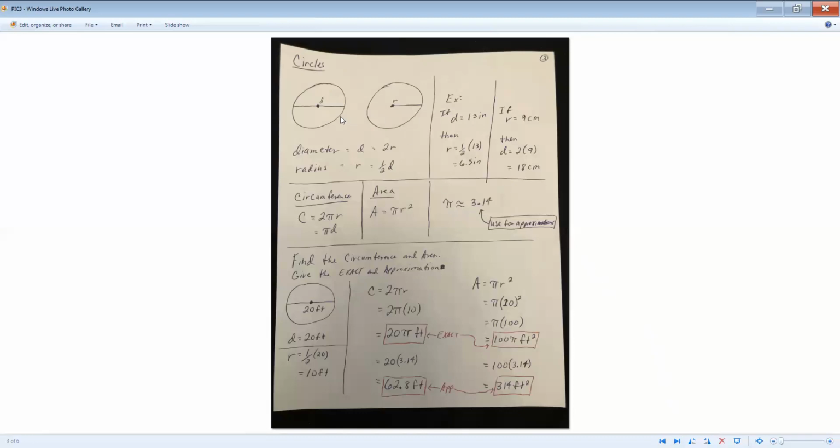Circles. They can give you your circle information one of two ways. Either they can give you a line going through the center from end to end, that would be a diameter, or if it's going from the center to one end of your circle, that would be a radius. The relationship between the two is that your radius is 1/2 of your diameter. Your diameter is 2 times your radius.